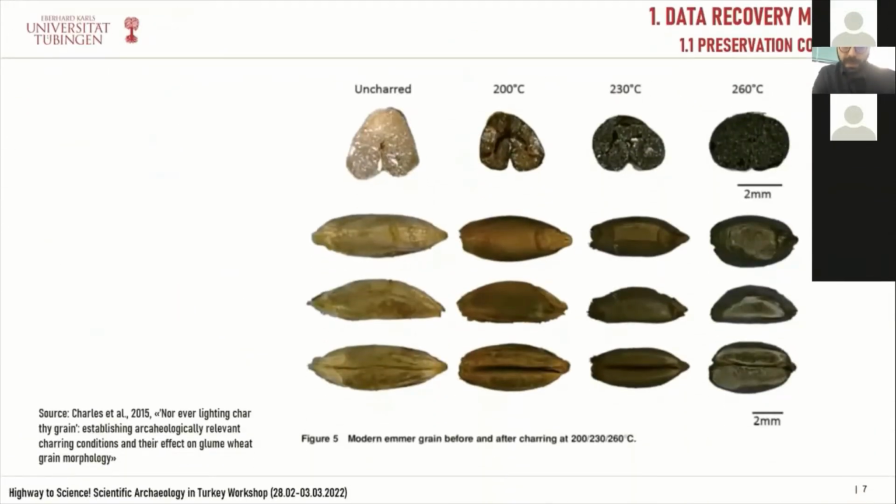Here you can see how carbonization changes the overall morphology of the seeds. This is an emmer grain, and you see that the grain is just puffed up when the temperature is getting higher.